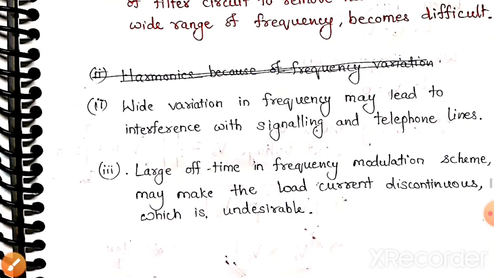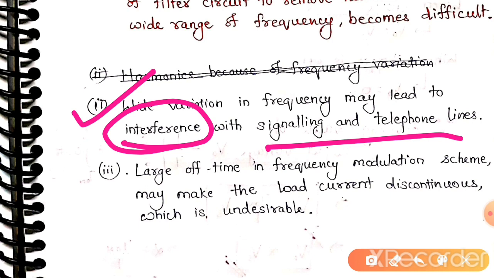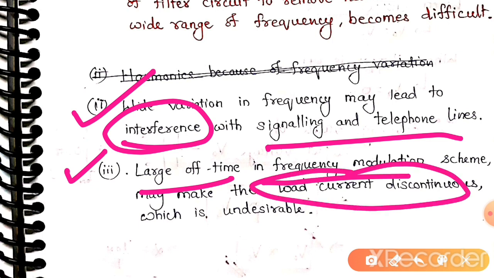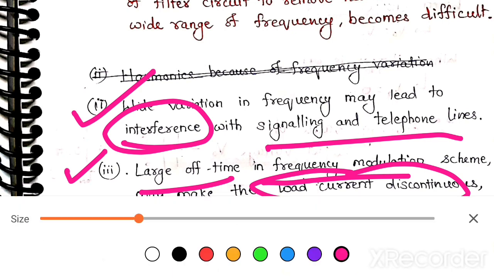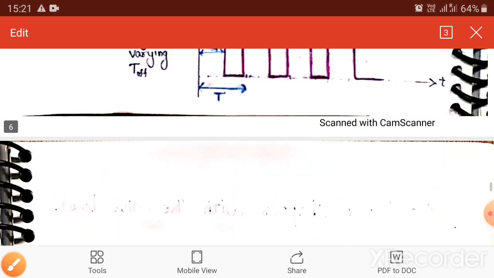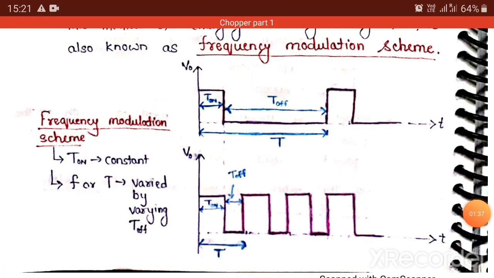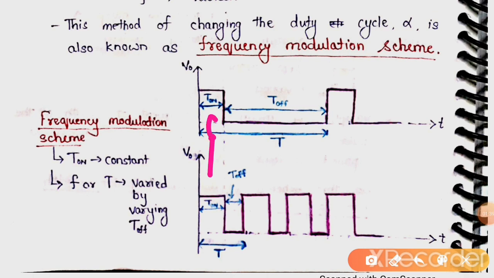Next is that wide frequency variation leads to interference with signaling and telephone lines. And third is that large turn off time in the frequency modulation scheme makes the load current discontinuous, which is undesirable. We can see from here that turn on time is the same for both the cases, but turn off time is different here.